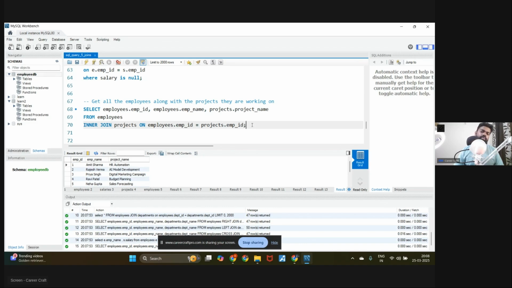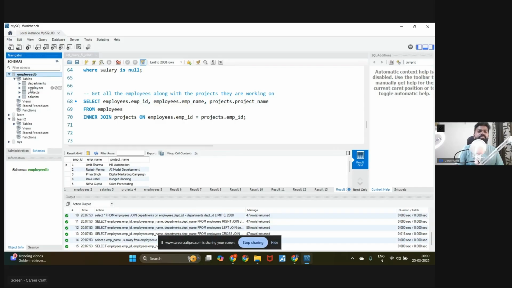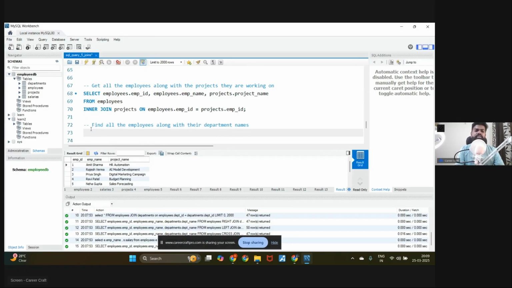Let's start. The first question that we are going to start today. As usual, you already know we have department, employee, project, and salary. The first question is a very easy one: find all the employees along with their department names. This is the first question.